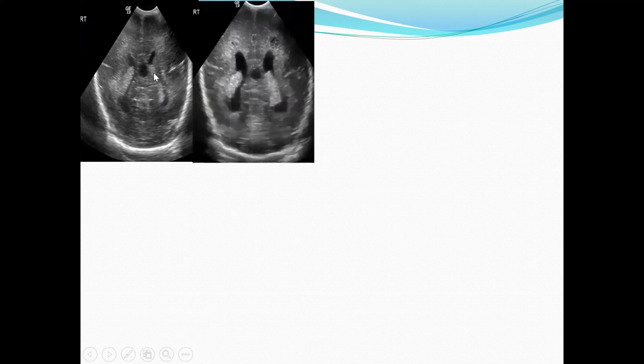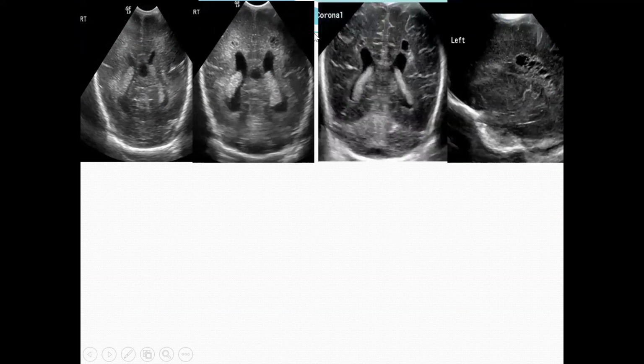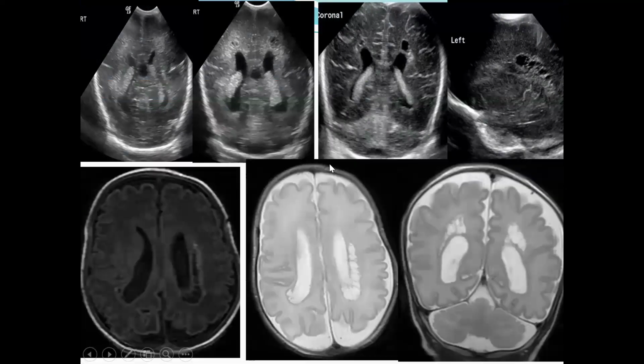This is a case of a 26-week newborn. We can see bilateral increased periventricular echogenicity. After 14 days, partial cystic formation developed. After 8 weeks, the cysts became more obvious. And this is the MR at 6 weeks, showing bilateral periventricular cystic changes.